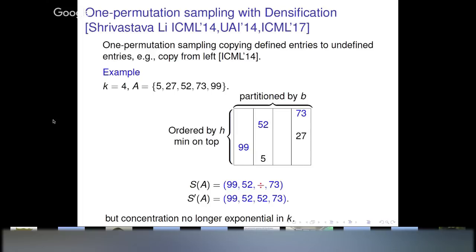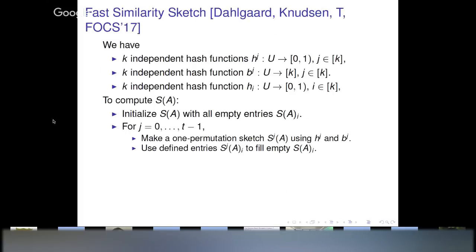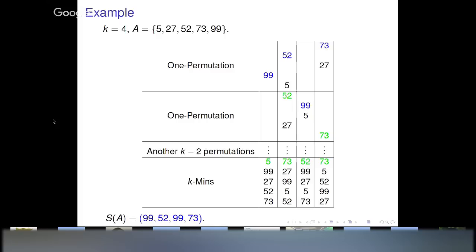So the concentration is no longer exponential in the number of samples, right? The whole reason why we do many samples is because we want to claim exponential concentration in the number of samples. And this thing here screws that. So forget about it. It looks complicated, so let's skip it.